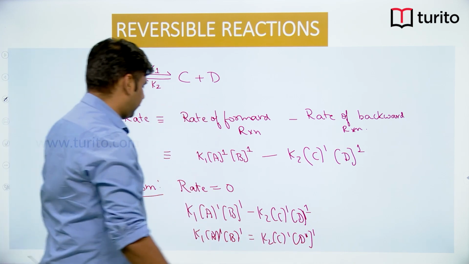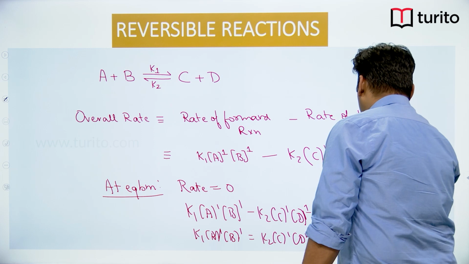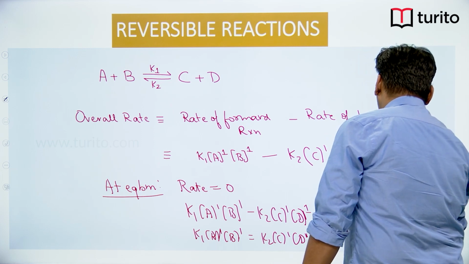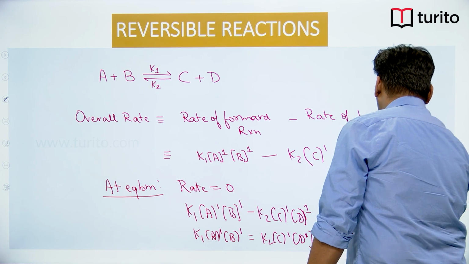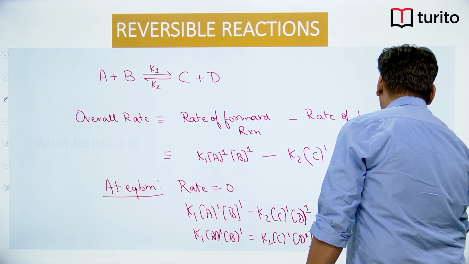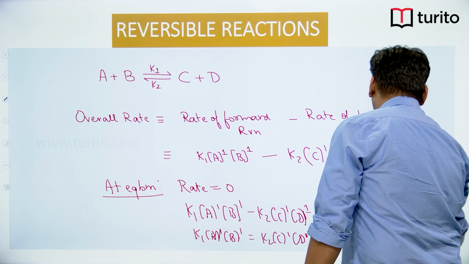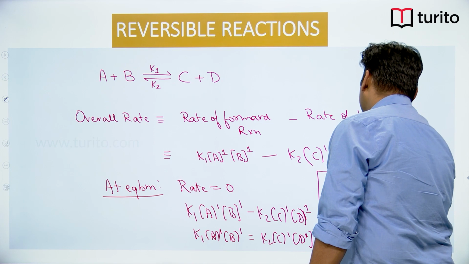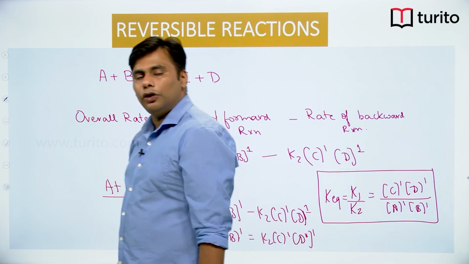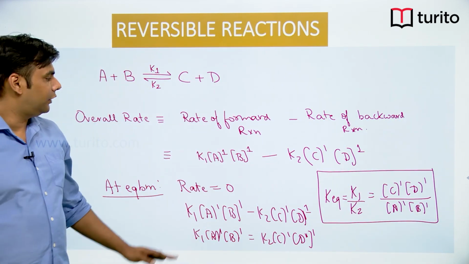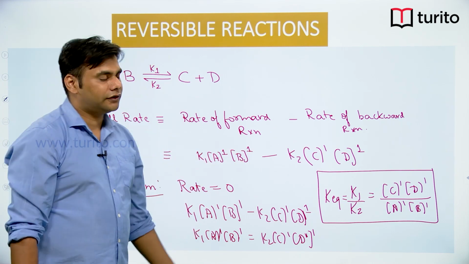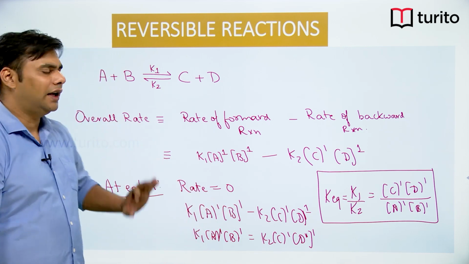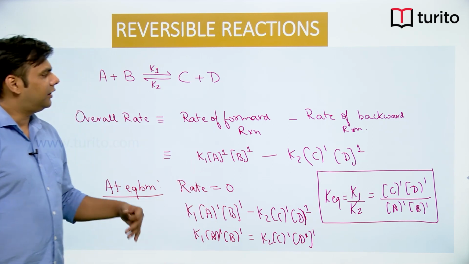So we can write this also as K1 by K2. This will be equal to concentration of C raised power 1 into concentration of D raised power 1 upon concentration of A raised power 1 into concentration of B raised power 1. This is also your equilibrium constant Kc. Okay, so basically equilibrium constant is the ratio of rate constant of forward reaction divided by rate constant of backward reaction. Now this we have done in chemical equilibrium, but let us revisit it.